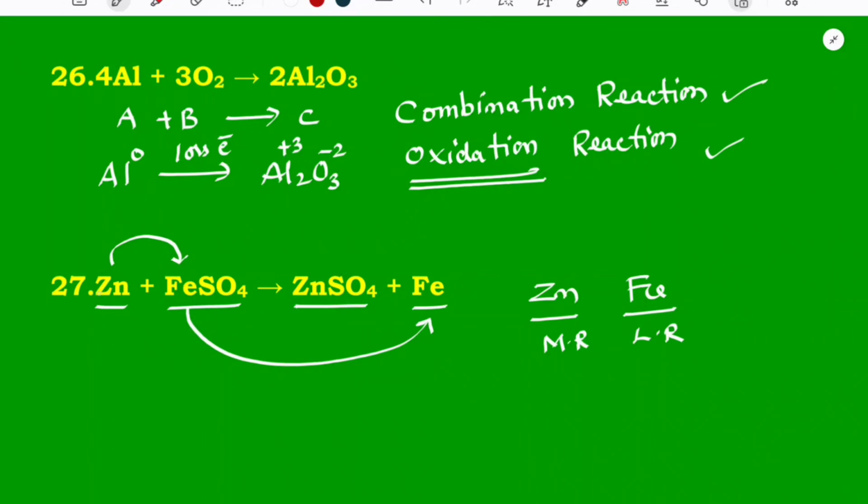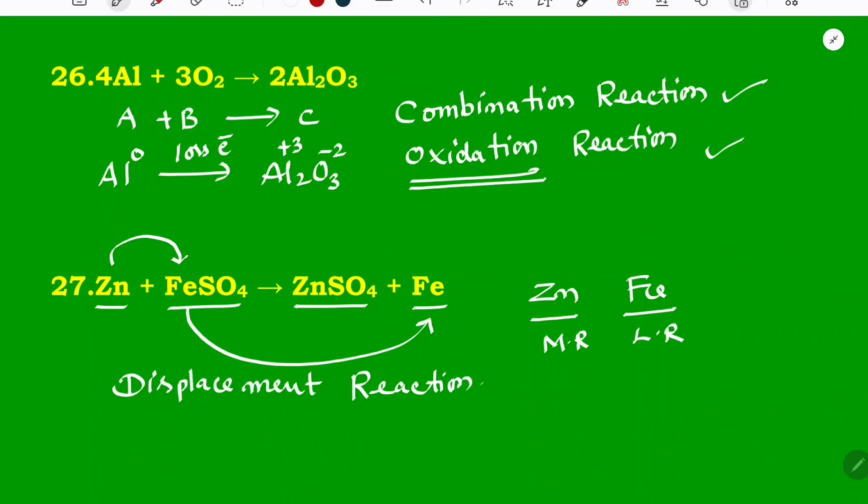So the more reactive metal replaces the less reactive metal from the salt solution. That means this is what type of reaction? Displacement reaction.